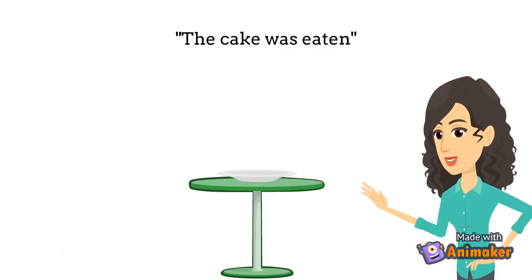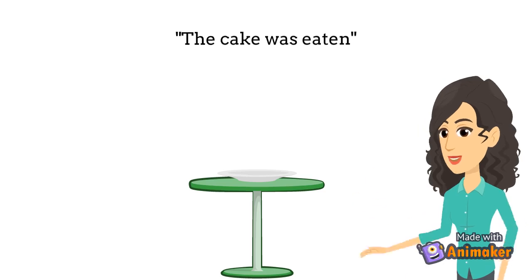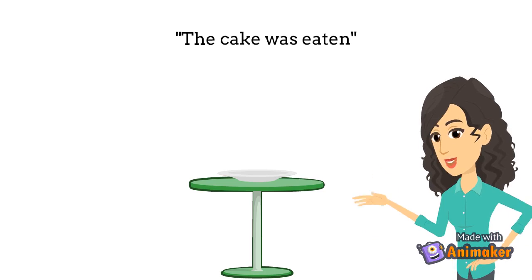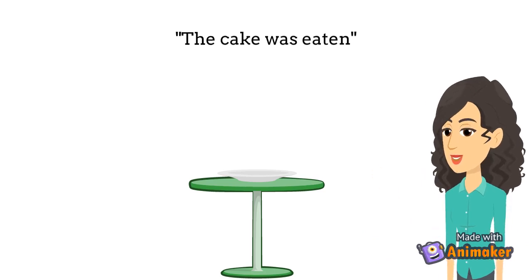Example, the cake was eaten. We have left John out because, in this case, it is not necessary for us to know who ate the cake. We solely focus on the fact that the cake has been eaten.